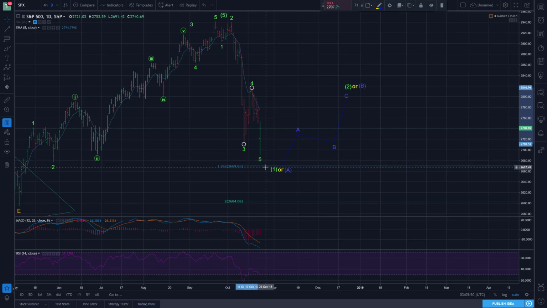And this 1.382 objective was around 2670. So we went as low as 2691, basically within 20 points of the 1.382 target. You don't always make target, but the real key was that we needed to make a low below this previous low here to have a 5-wave sequence down and complete.